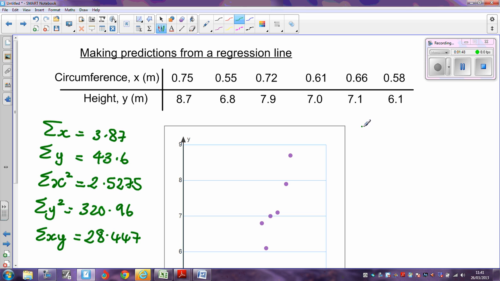Okay, so the first thing I need to find out is the mean of x. The mean of x is going to be 3.87 divided by 6, because there are 6 bits of data. So the mean of x comes out as 0.645. The mean of y comes out as the sum of y, so that's 43.6 divided by 6, which is 7.26 recurring.